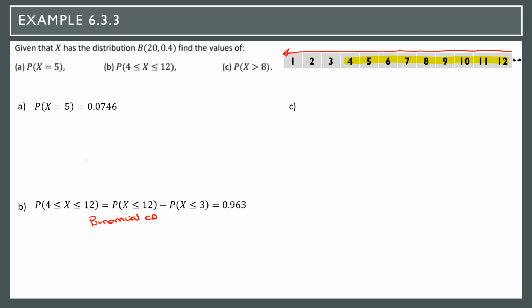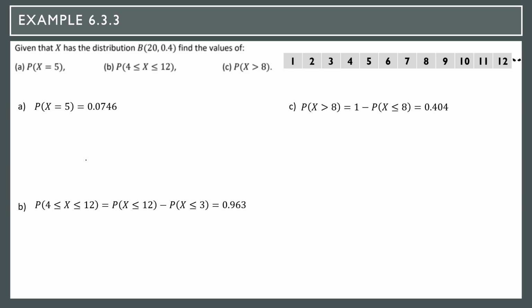We then need to take away from that the probability that x is less than or equal to 3, and that's because if we look at our number line, we've clearly included the probability that x is 1, 2 and 3, and neither of those satisfy our condition. So once we've taken that away from our probability that x is less than or equal to 12, we should be left with 0.963.